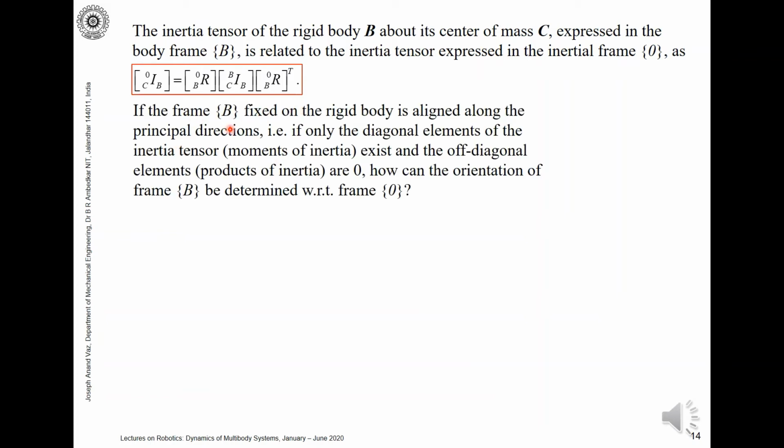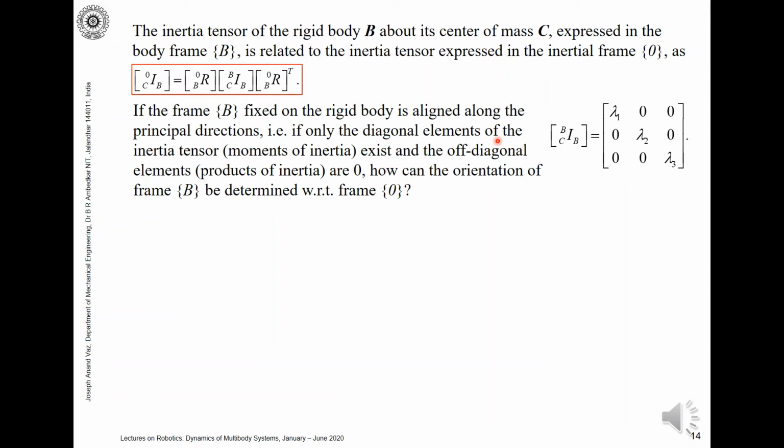If the frame B is fixed on the rigid body and aligned along the principal directions, one can choose the frame B and fix it on the rigid body. The orientation of the frame B is so chosen that the off diagonal elements, or the products of inertia, become zero, and you're left only with the diagonal elements, which are the moments of inertia. Then how can the orientation of the frame B be determined with respect to the frame 0? This is the question before us.